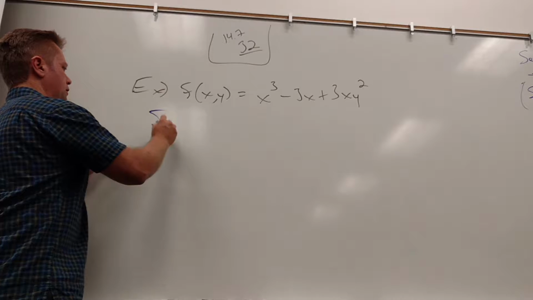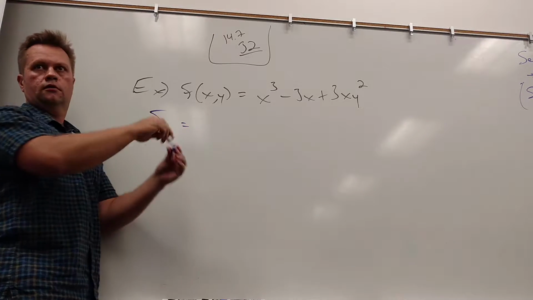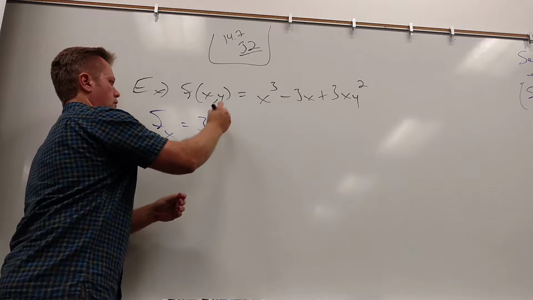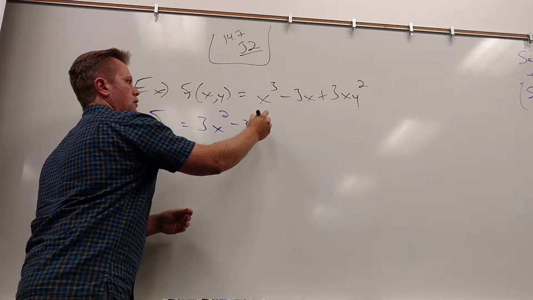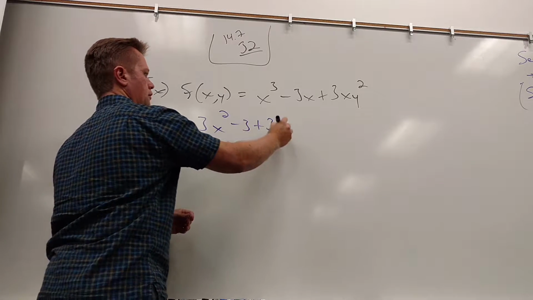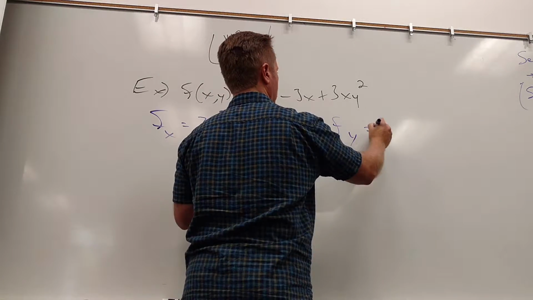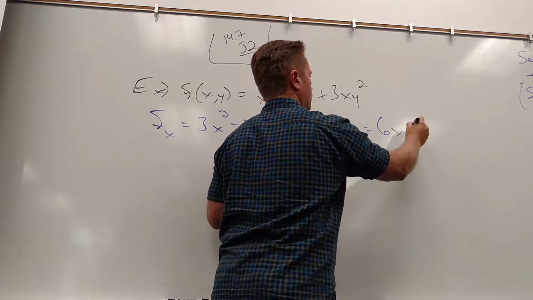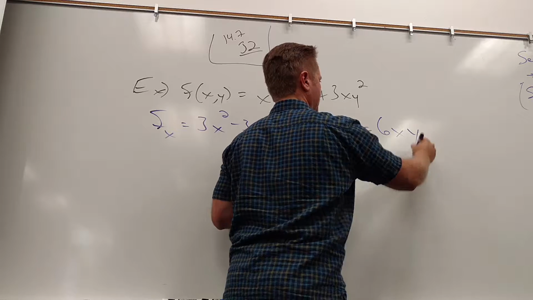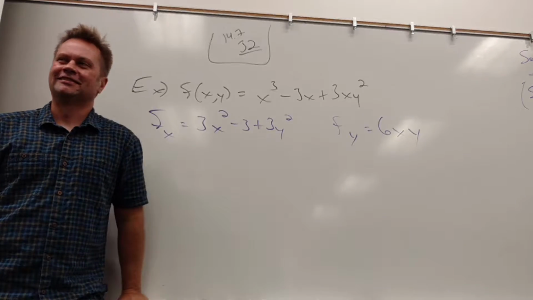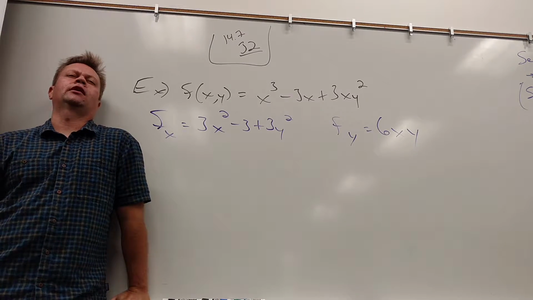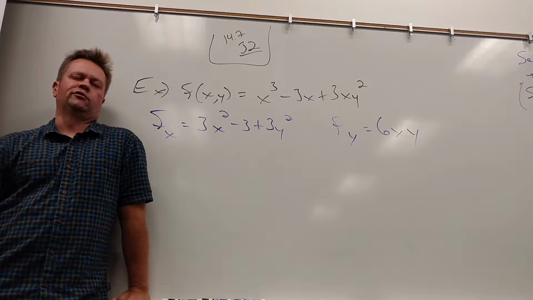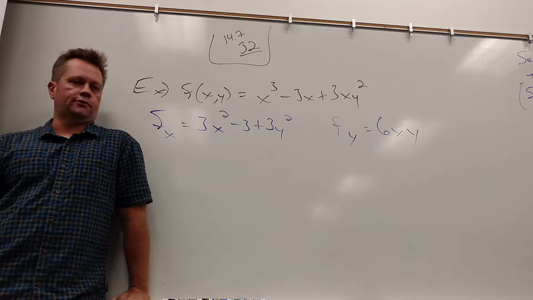So what would fx be? Plus 3y squared. And what would fy be? 6. I like 2, 3. You want to make it a 6?